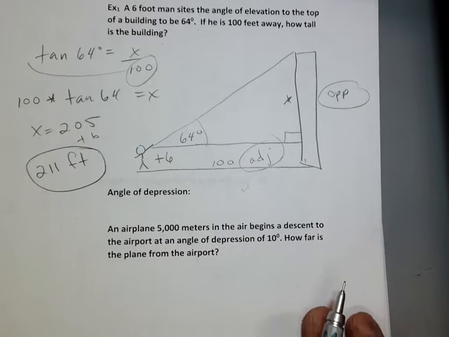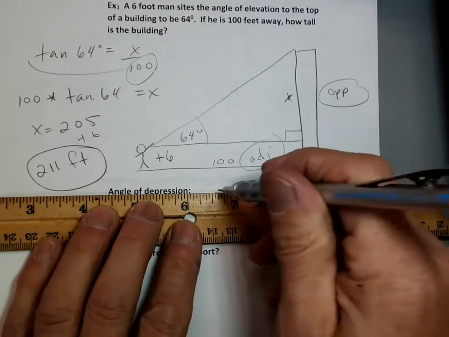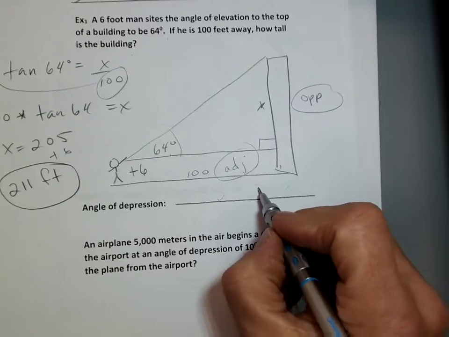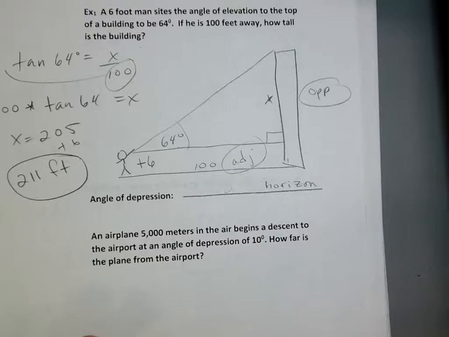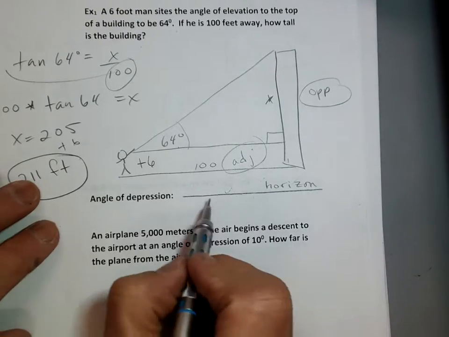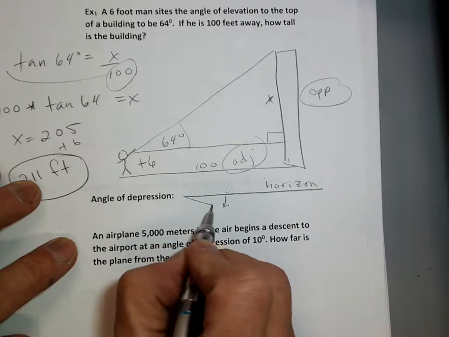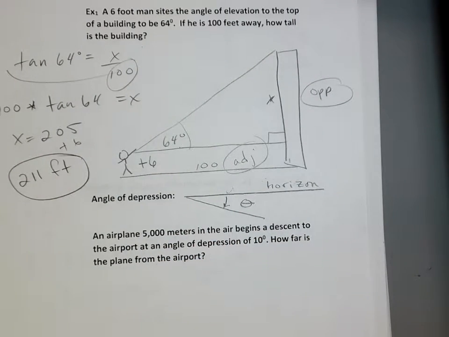Angle of depression. Angle of depression again comes off of the horizon. So you start with your horizon, and then the angle of depression is the angle that goes down. Pretty simple, but all of these have to be off the horizon. You either rise from the horizon or you go down from the horizon.